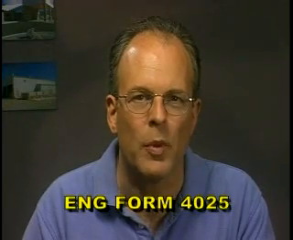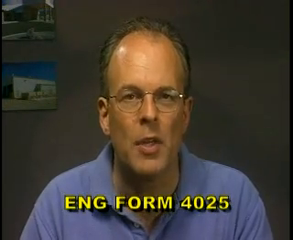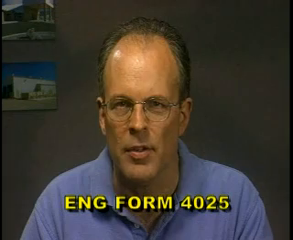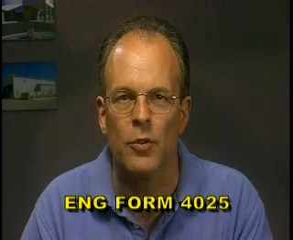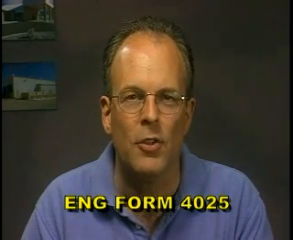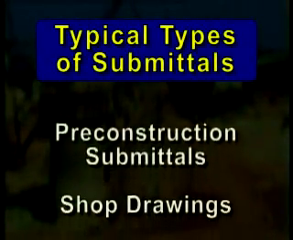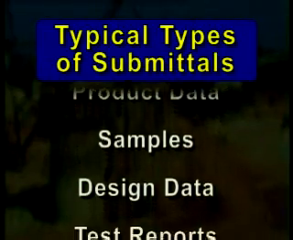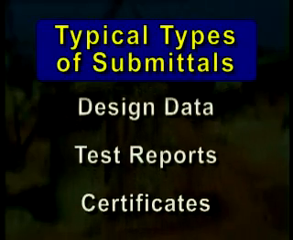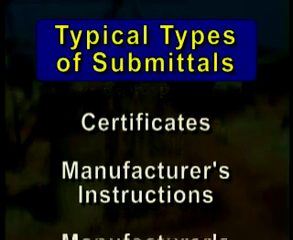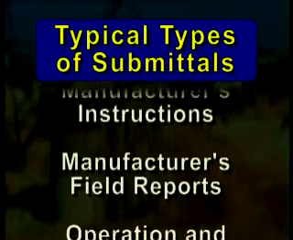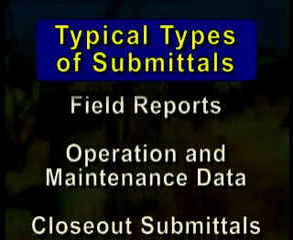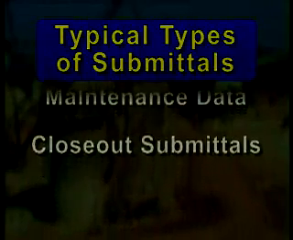Engineer Form 4025, entitled Transmittal of Shop Drawings, Equipment Data, Material Samples, or Manufacturer Certificates of Compliance, is used for transmitting submittals. The typical types of submittals are as follows: pre-construction submittals, shop drawings, product data, samples, design data, test reports, certificates, manufacturer's instructions, manufacturer's field reports, operation and maintenance data, and closeout submittals.